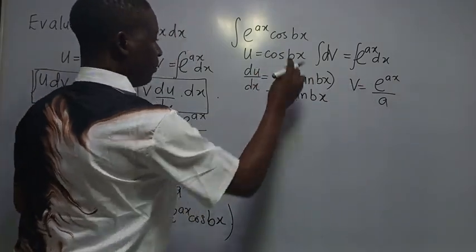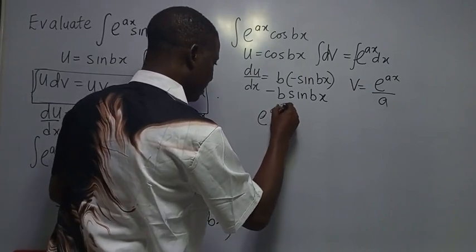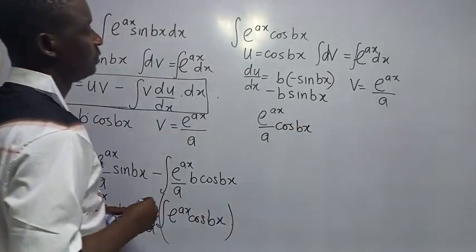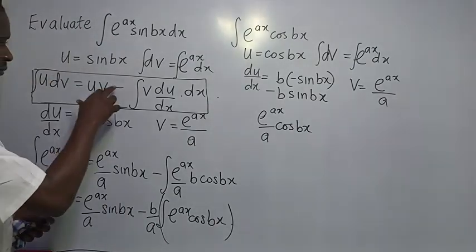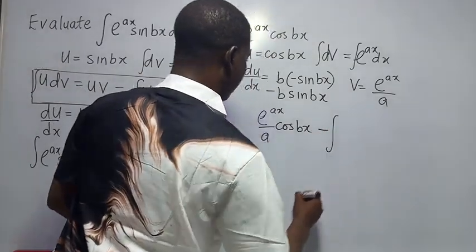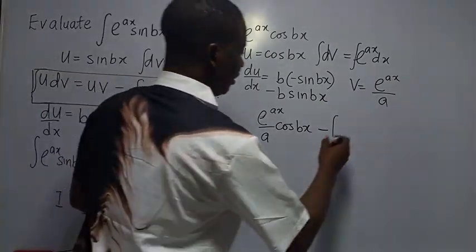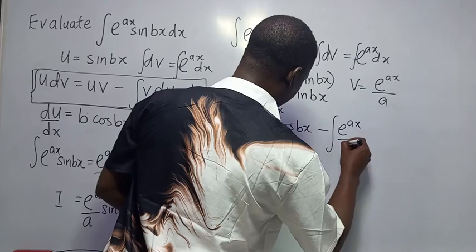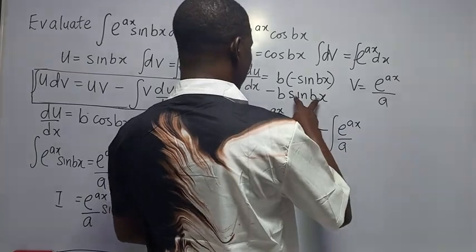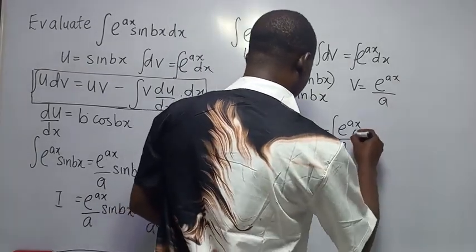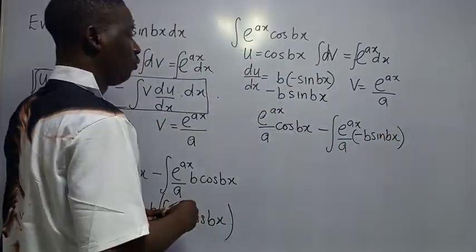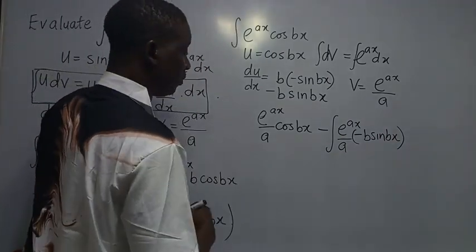uv: this one multiplied by this one will have e raised to ax over a cos bx. Then having done that, minus the integral of v, which is exponential ax over a, times du over dx, which gives us minus b sin bx. So when we do that, that takes us back to the normal function, which is what?